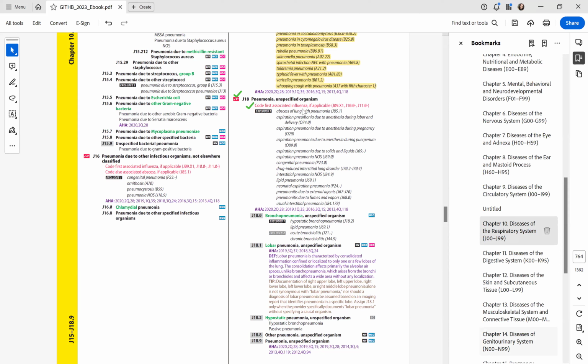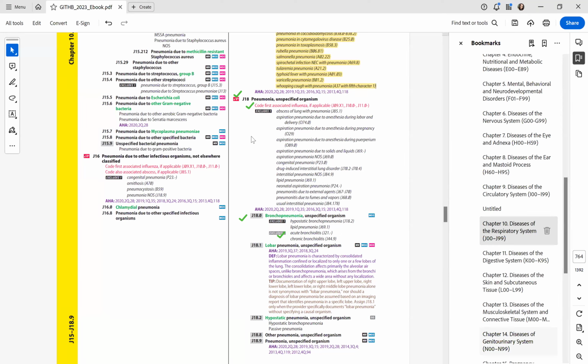We also have code first associated influenza and all the excludes notes that we saw earlier in a similar fashion. So note J18.0, bronchopneumonia, unspecified organism, excludes 1, right? So they have the hypostatic bronchopneumonia, lipid pneumonia, right? And excludes 2, right? Notice with this excludes 2, it says bronchiolitis, acute and chronic. So excludes 2, of course, we can have it if the documentation supports both codes.